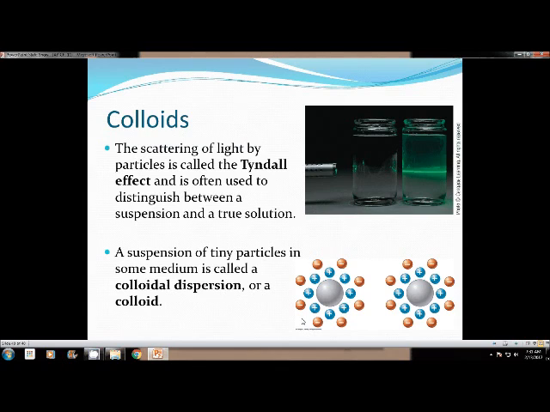So we think that it has to do with electrostatic repulsion, which has to do with the electrons and protons around in each particle. But so on the left is the solution, because you can see straight through it, and on the right is the colloid, because you can see the particles and you can see the laser.